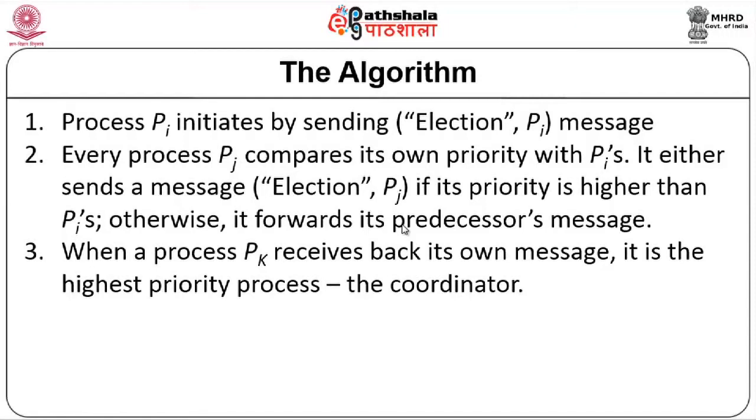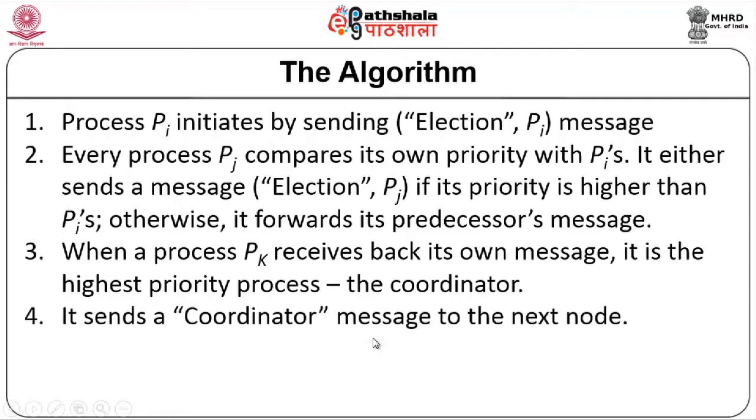So, that is the third step of the algorithm, which says when a process Pk receives back its own message, election comma Pk, then Pk understands that it is the highest process. Why do we say that? Because if Pk were not the highest process, other processes would have changed the ID. Since Pk has received back election comma Pk, nobody after Pk has changed the ID, and therefore Pk understands that I am the highest node in the system and I am the coordinator.